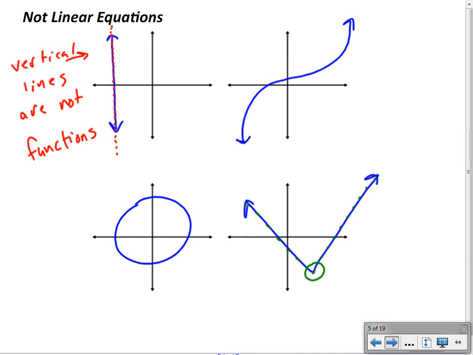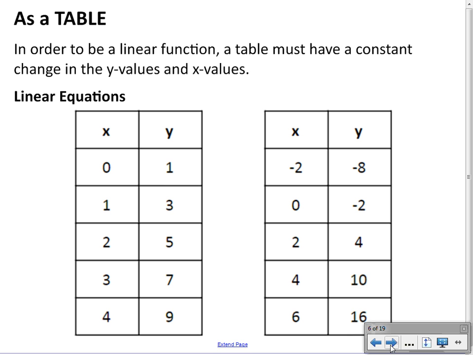Okay. Now, as a table, there's a specific pattern that we need to find here. Okay, what we need to have is a constant change. Okay, constant meaning we're adding or subtracting the same number each time. So add or subtract the same number each time in the x and y values.